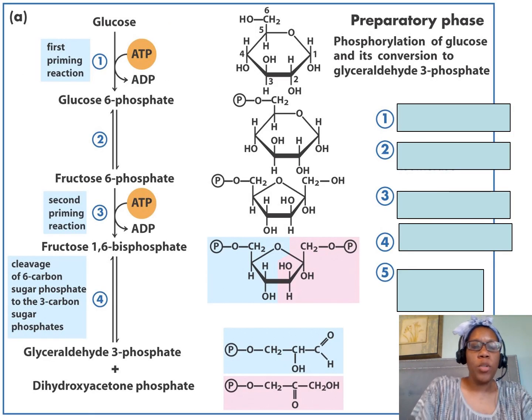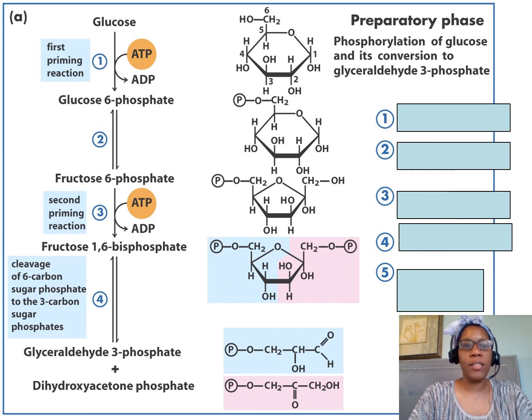Hopefully by now you have memorized glycolysis, but just to remind you, there are two phases of glycolysis. There's the preparatory phase when we have to invest 2 molecules of ATP, and then there's the payoff phase where we gain 4 molecules of ATP and 2 molecules of NADH.